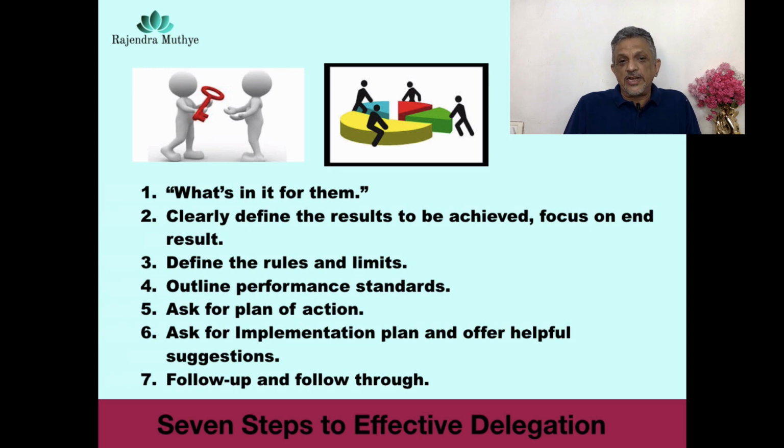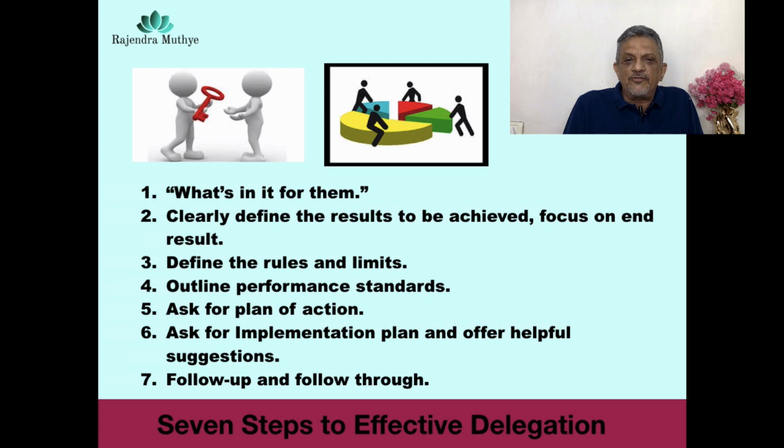Second is clearly define the results to be achieved and focus on the end result. Remember, delegation is you delegate results and not tasks. That's a huge difference between task distribution and delegation. So define the results that you want to achieve. Then define the rules and limits for them. Outline performance standards. We'll go deeper into what are rules and limits and what are the performance standards.